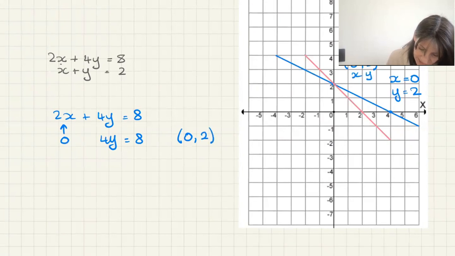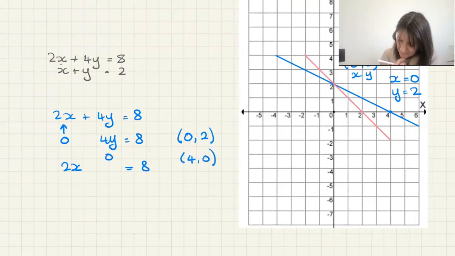And then I'm going to do the same. I'm going to set the y to 0 this time. So that is now 0, and I've got 2x. There's nothing there, it's not even worth showing it. 2x equals 8. 2 times 4 equals 8. So x must be 4 when y is 0.